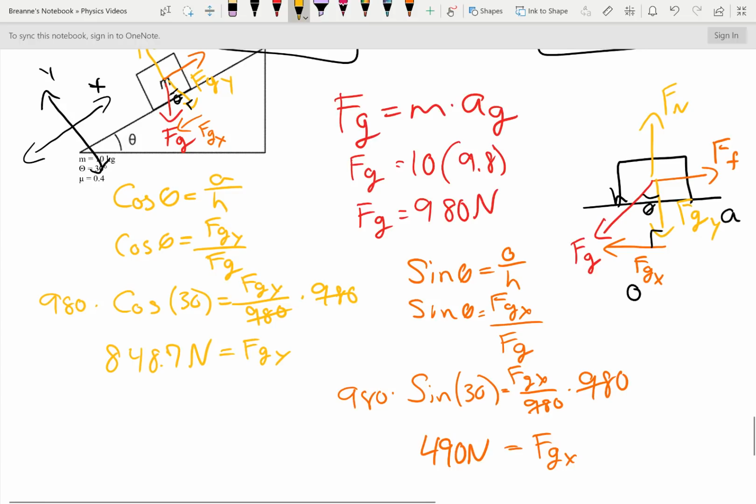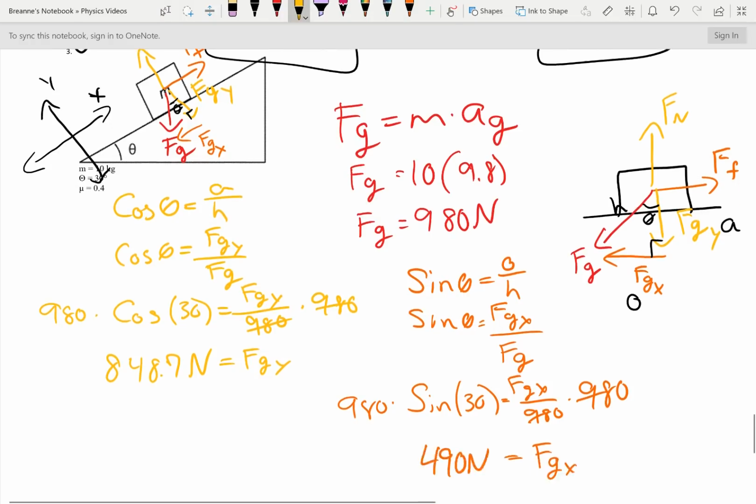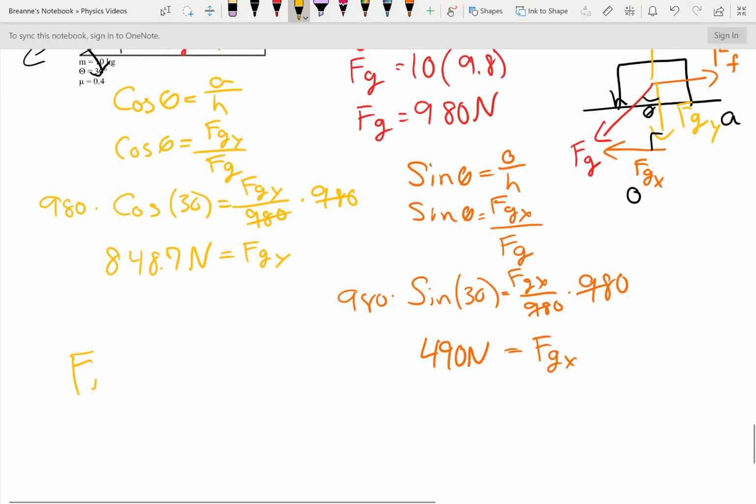So next step would be to find our force of normal. So force of normal is all the forces going up have to equal all the forces going down. If you look at our free body diagram, we only have one force going up, force of normal. We only have one force going down, force of gravity in the y. Hot dog, we're done. Those equal each other. So force of normal just equals 848.7 newtons.